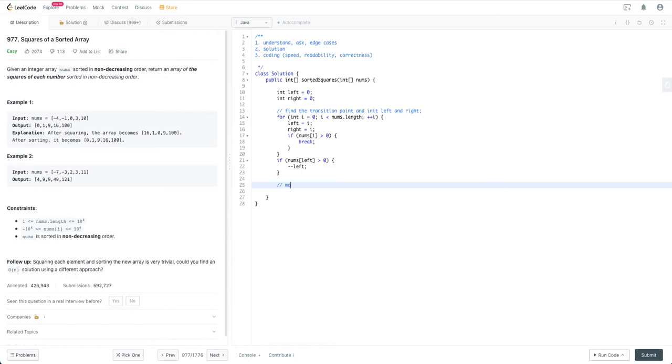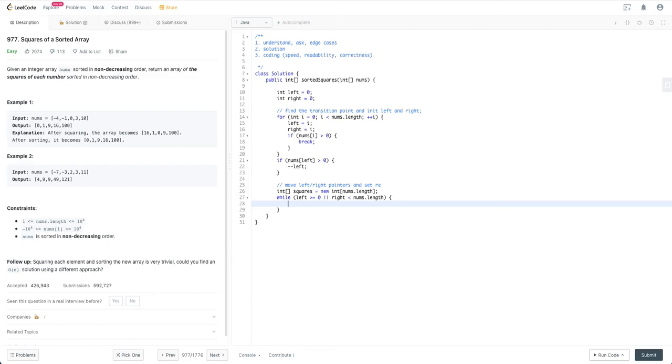is to move pointers and set the result. So we are going to have the square as new int nums.length. So while left is larger or equal to 0, or right is smaller than nums.length.